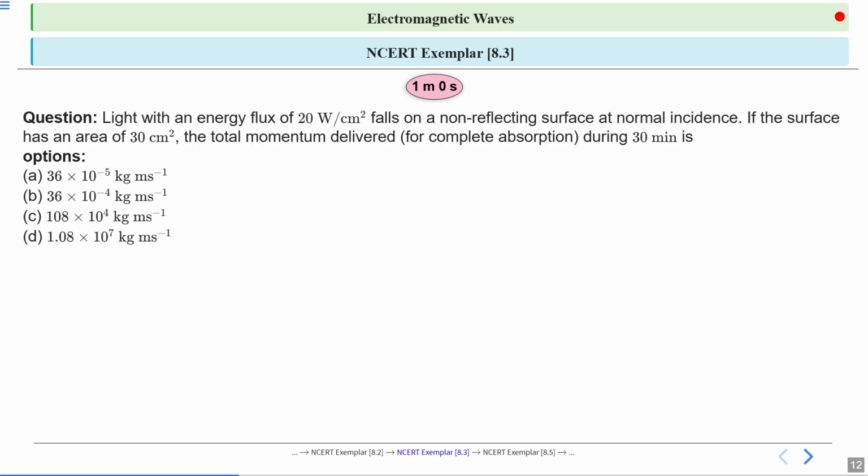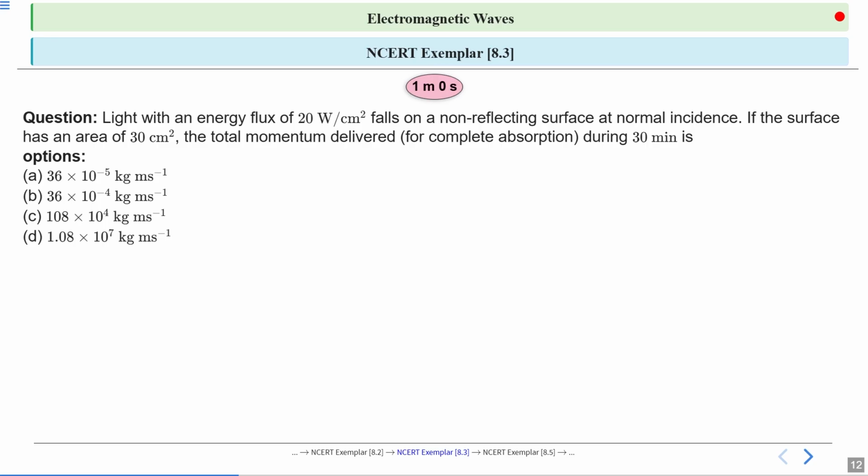So 20 watt per centimeter square falls on a non-reflecting surface at normal incidence. Non-reflecting surface means the surface is perfectly absorbing, meaning complete absorption is occurring, with no reflection. Normal incidence means it is falling perpendicularly. If the surface has an area of 30 centimeter square, intensity is given and area is given, the total momentum delivered during 30 minutes is?